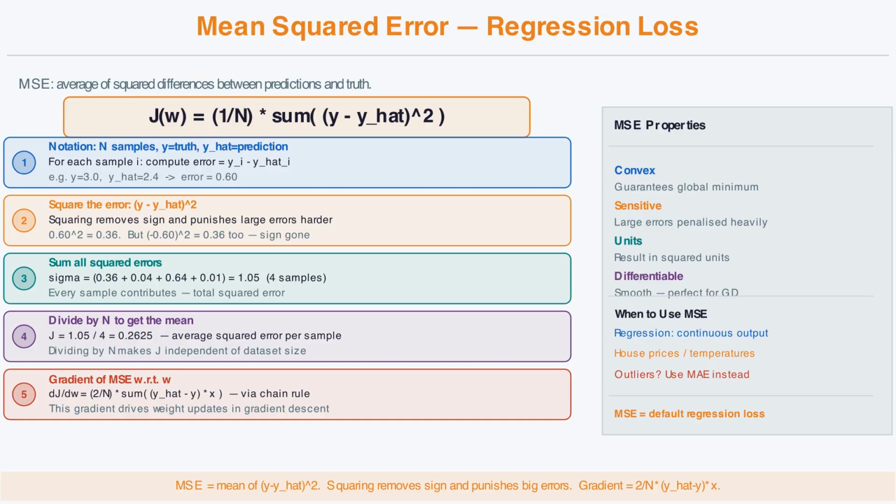MSE is convex, it has exactly one global minimum. This means gradient descent is guaranteed to find the optimal solution for linear regression. It is differentiable everywhere. And it is interpretable, MSE equals 0 only when predictions are perfect.